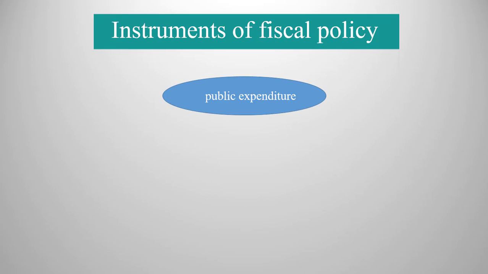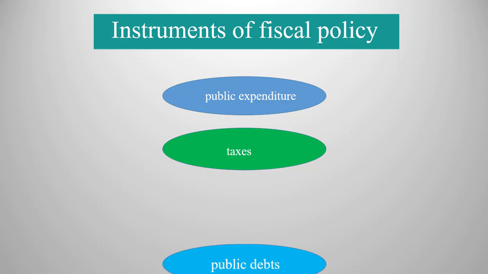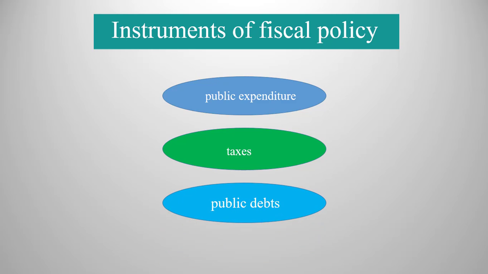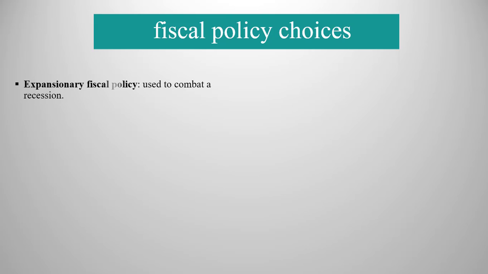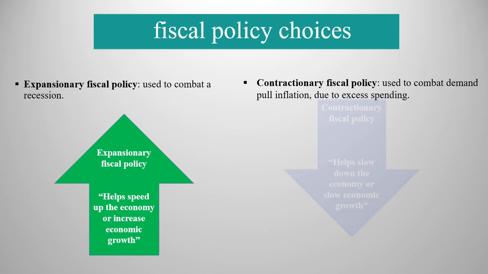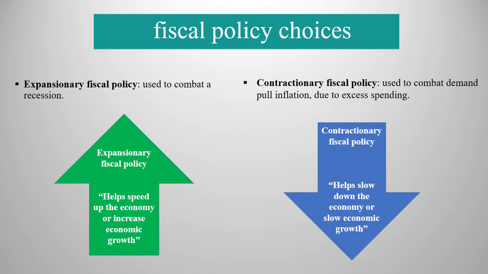Instruments of fiscal policy are public expenditure, taxes, and public debts. Fiscal policy choices: expansionary fiscal policy is used to combat a recession. On the other hand, contractionary fiscal policy is used to combat demand-pull inflation due to excess spending.